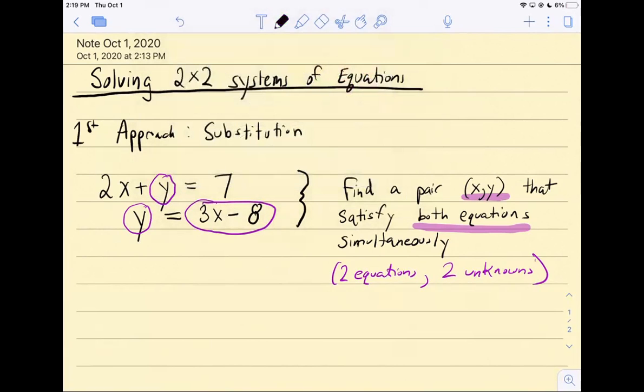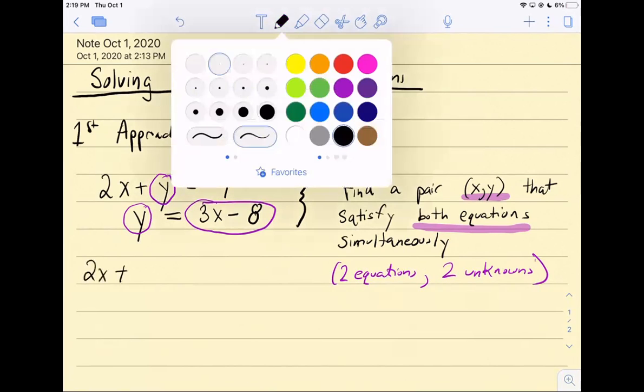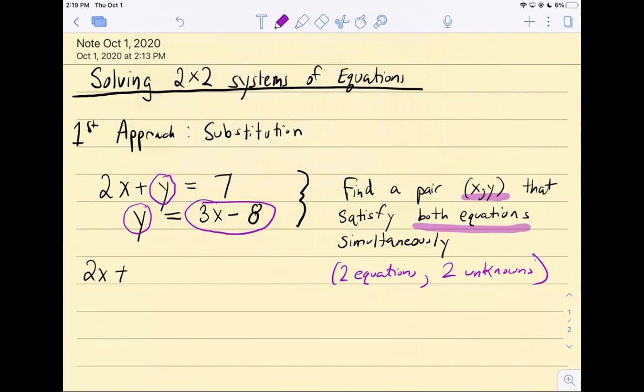And that would give us a new expression. We'd get 2x plus, and now I'll write it in purple, underline it maybe, 3x minus 8 is equal to 7. Adding these together, doing a little bit of algebra, we get 5x equals 15. And then dividing both sides by 5, we get x is equal to 3.